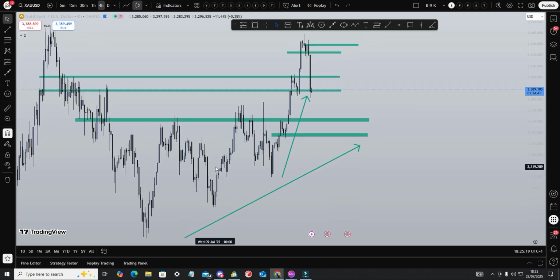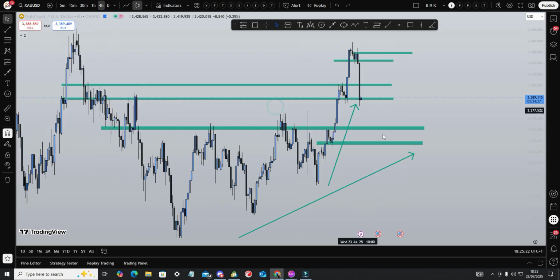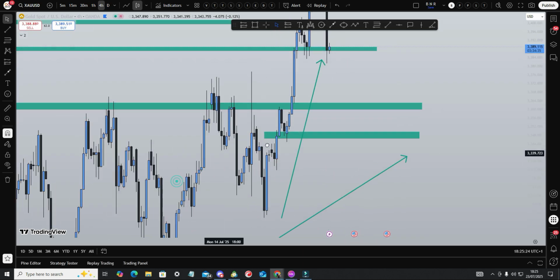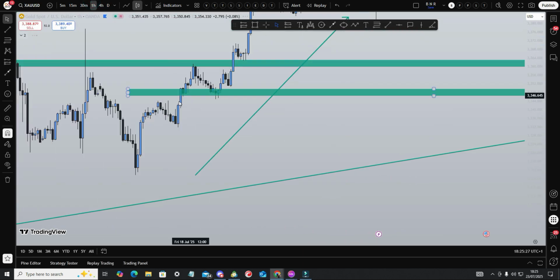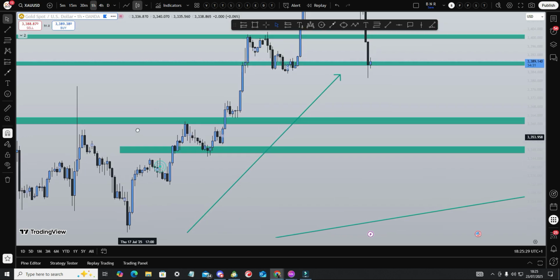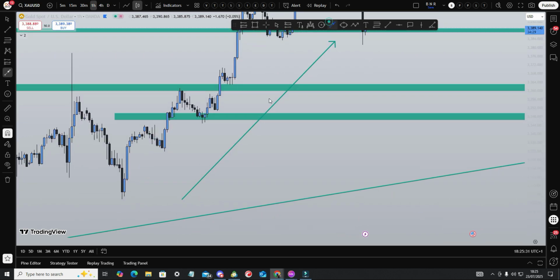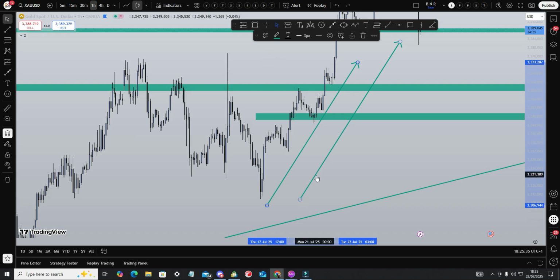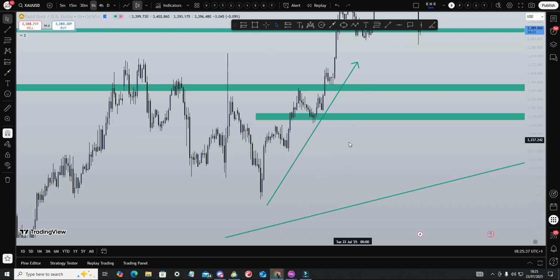So now, let's break this down actually, right? So we've got our zone now. If you go to a smaller time frame, I mean, look at this, right? There's even trends within trends, guys. Look at this. Let me just clean this up a bit.